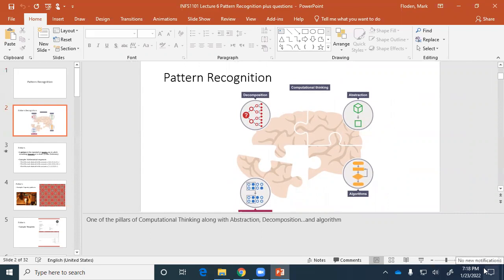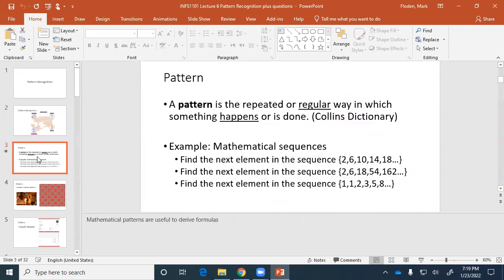That's what we mean, right? So that's what we're seeing. And as it says, it's one of the pillars. The other pillars are abstraction, represented there, decomposition, and algorithms. So a pattern, when you're in primary school, and even now, you probably were presented with lots of patterns like this. We see a series of numbers.